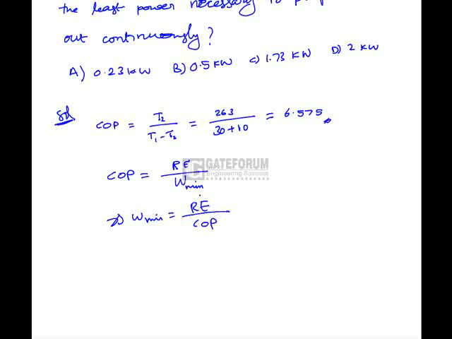Here the refrigerating effect is nothing but, as given in the problem, the heat leaking into the freezer at a rate of 1.5 kilojoule per second. That means we have to pump out this heat at a rate of 1.5 kilojoule per second. That is nothing but the refrigerating effect. So it is equal to 1.5 divided by COP 6.575, which gives a value of 0.23 kilojoule per second or kilowatts. So in the options, the right option is A. A is the right answer.